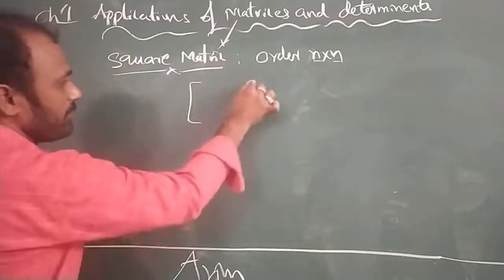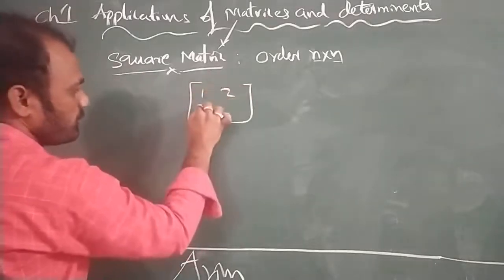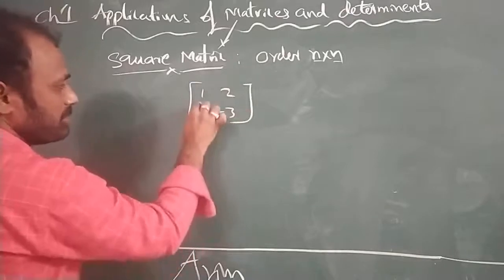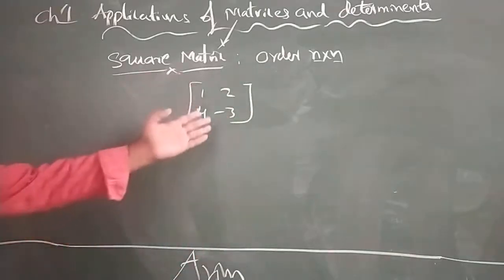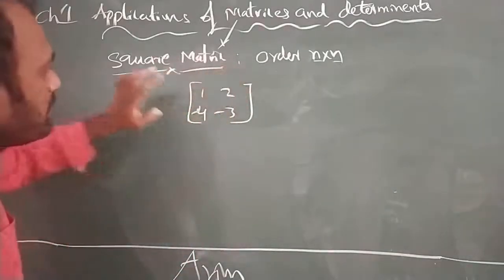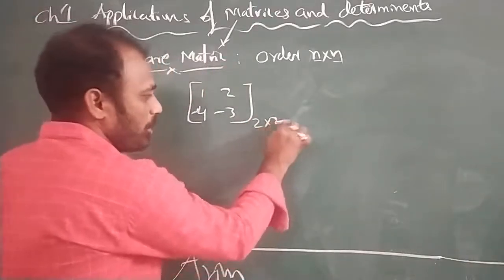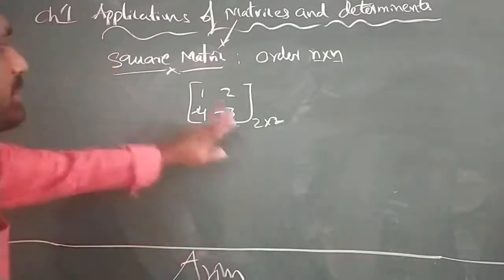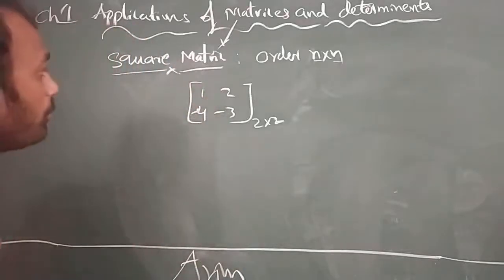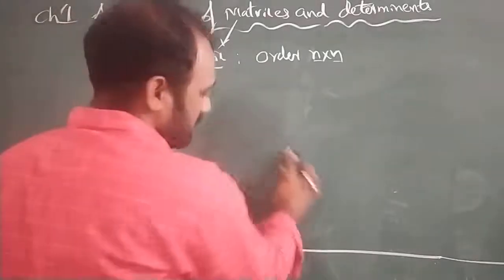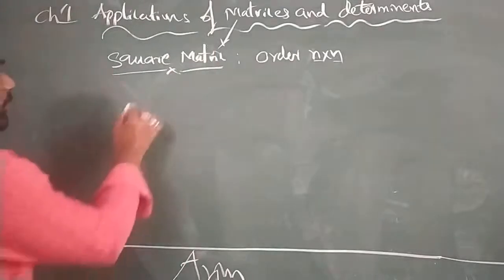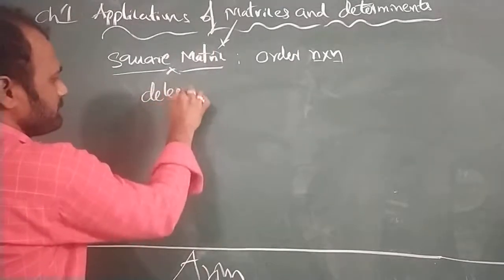For example, we can take 1, 2, minus 4, minus 3, or any elements. This is called a square matrix. Why? Because there are 2 rows and 2 columns. Since it is a 2 by 2 order matrix, we can call this a square matrix. Now, in this square matrix, we will find the determinant.